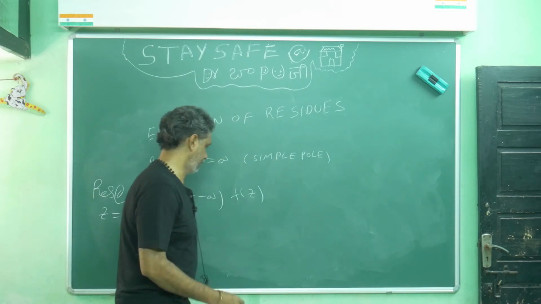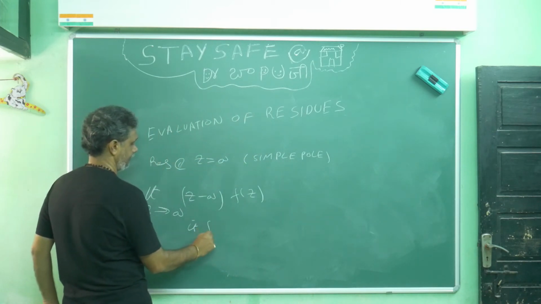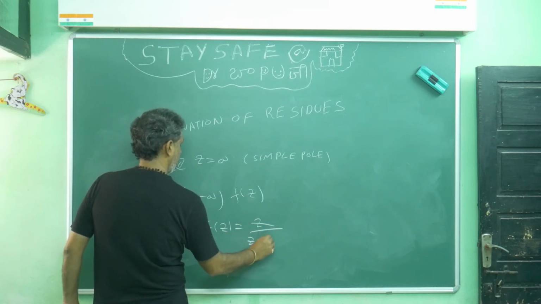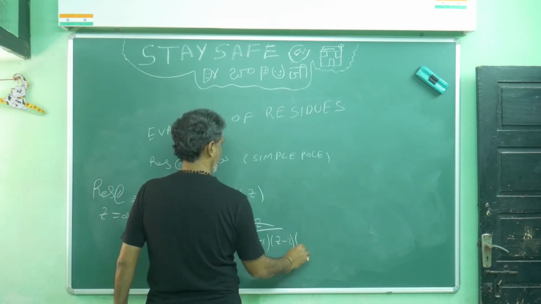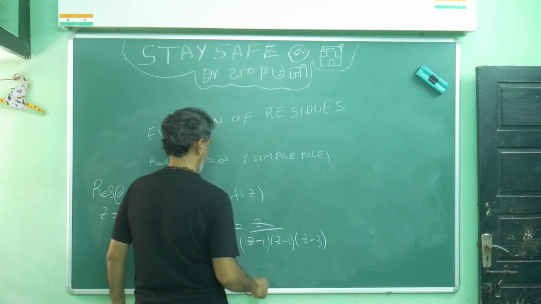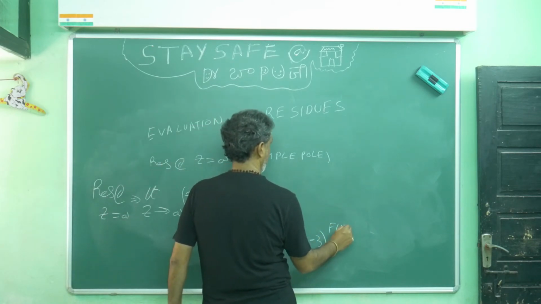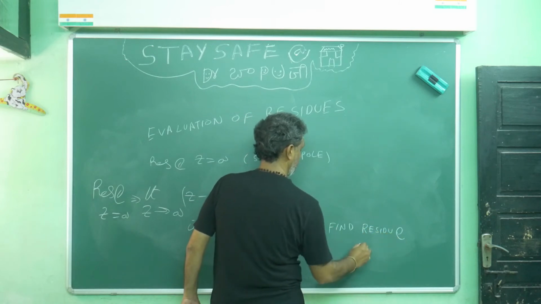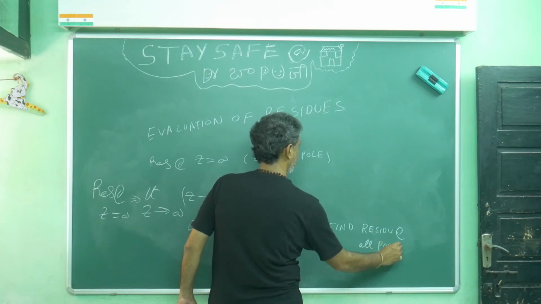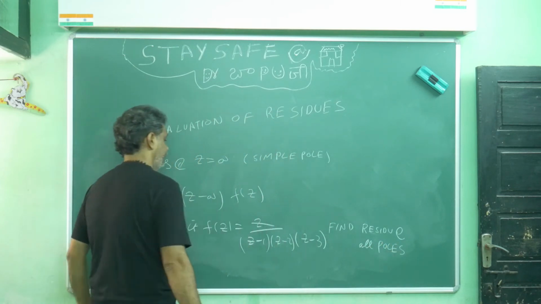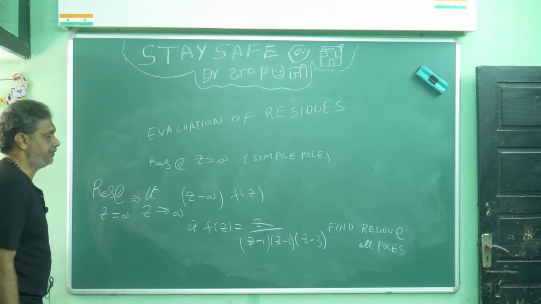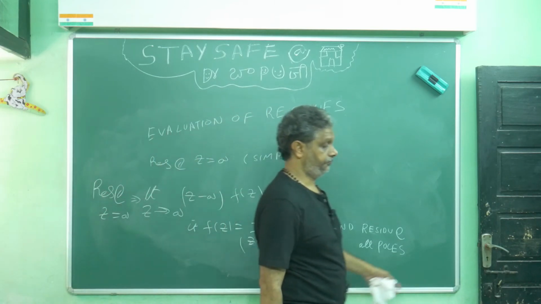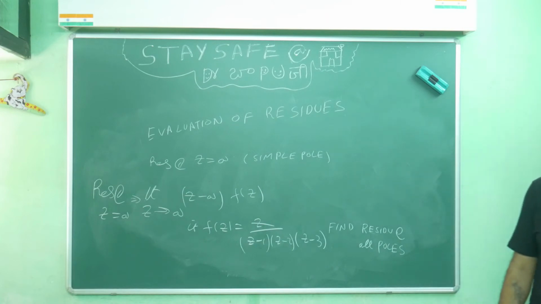See, one problem I will do. Suppose f of z is equal to z by (z minus 1)(z minus 2)(z minus 3). Find the residue at all poles. Now the given problem is f of z is equal to z by (z minus 1)(z minus 2)(z minus 3). Now I want to find the residues at the poles.